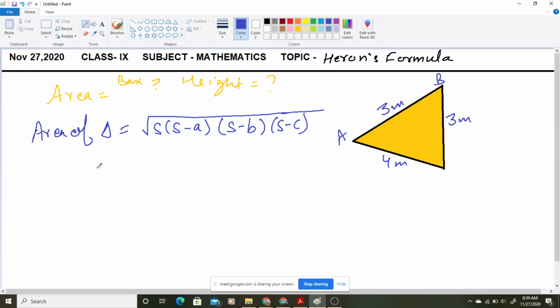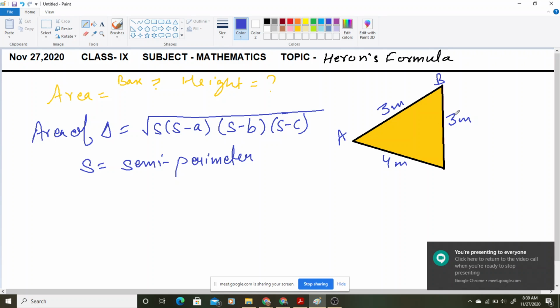Okay, so S is what? When you are talking about S, it is the semi-perimeter of the triangle. Now, what is this semi-perimeter? Do you know about perimeter? Can anyone tell me? You know about the perimeter, तुम लोगों को पता है.